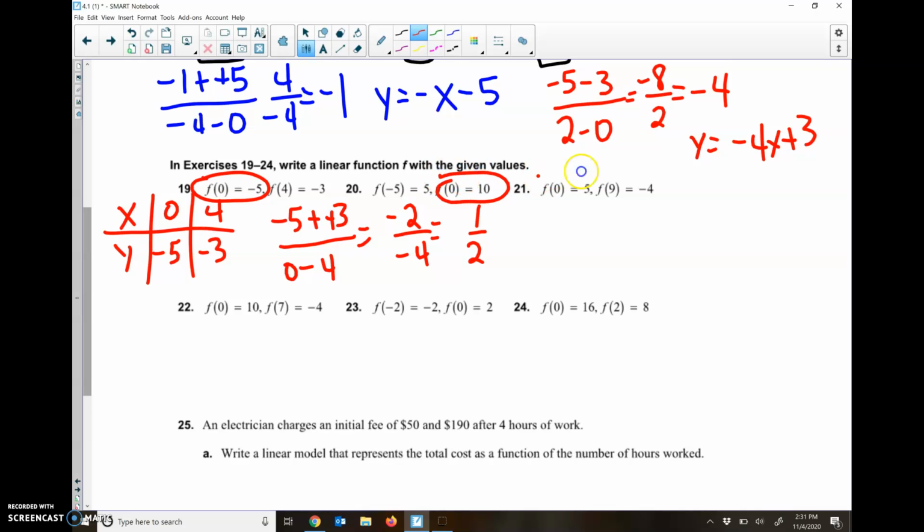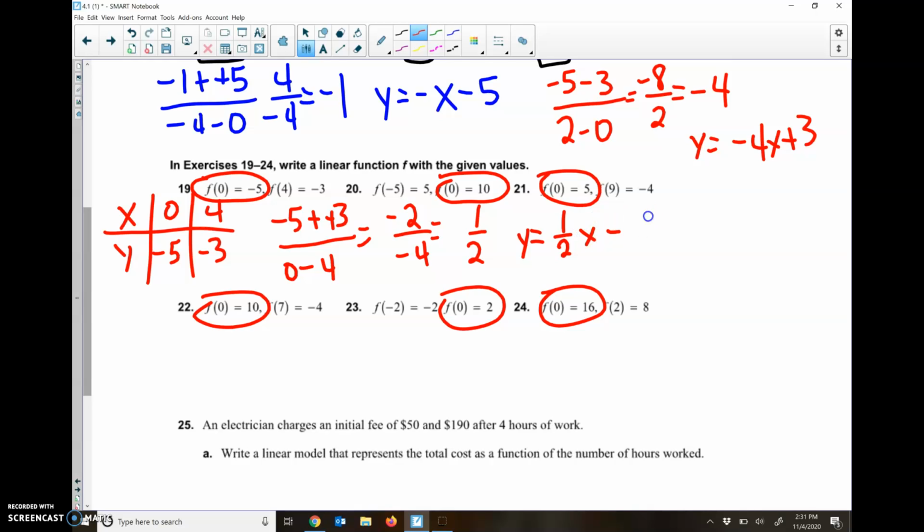The next one, 0, 10. 21, 0, 5. 22, 0, 10. 23, 0, 2. 24, 0, 16. So they give me my y-intercepts there. So this one, going back to 19, so y equals 1/2 x. They gave me my y-intercept, -5.